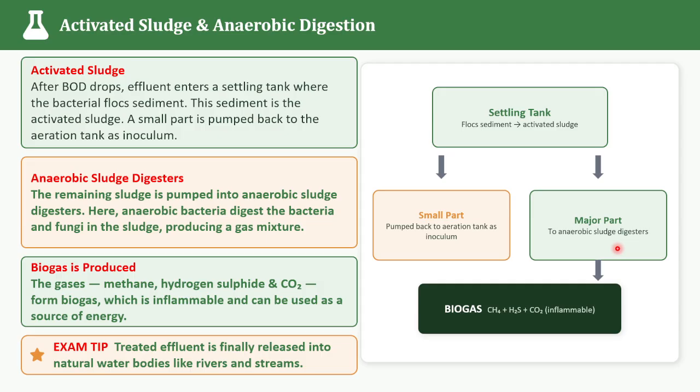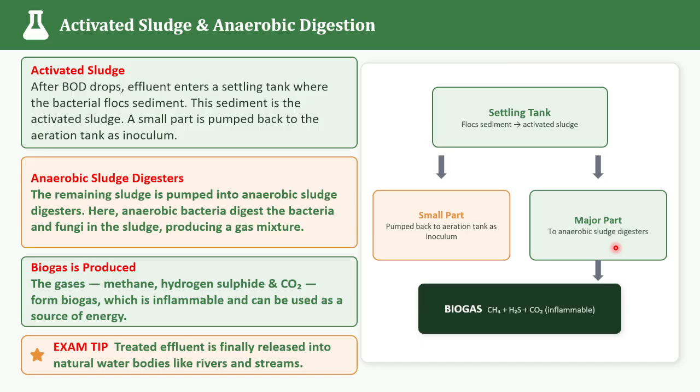Okay. Then what happens? And what does this anaerobic mean, children? Can you tell me? Already we have studied aerobic and anaerobic in our lower classes. So anaerobic means without oxygen. So the major part of the sludge is transferred to large tanks called anaerobic sludge digesters. Here, anaerobic bacteria digest the bacteria and fungi present in the sludge.